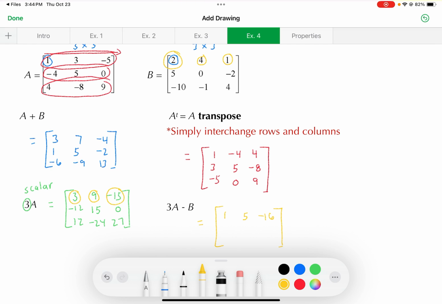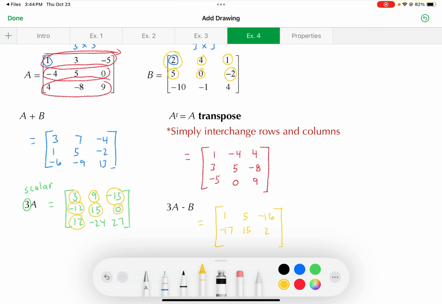Now work with the second row elements of matrix 3A. So negative 12 subtracted by 5, that'll be negative 17. 15 subtracted by 0 is 15. 0 subtracted by negative 2, careful here, that's going to be positive 2, right? 0 minus negative 2 turns into 0 plus 2.